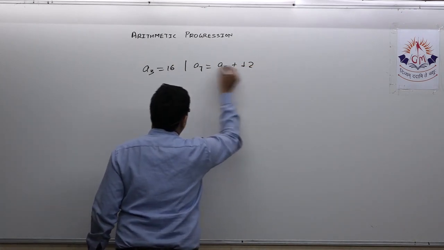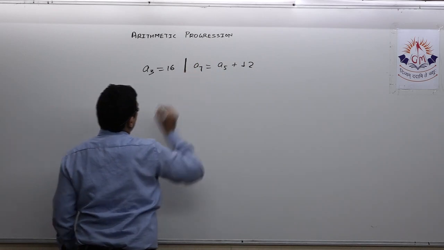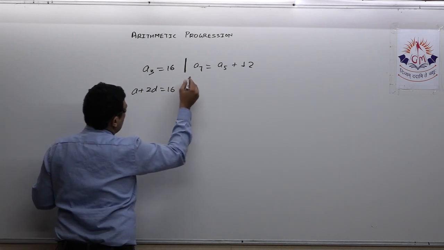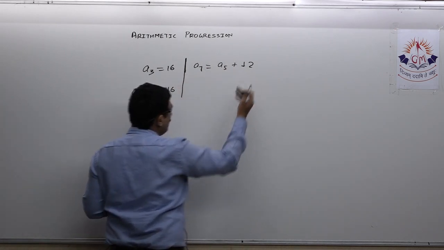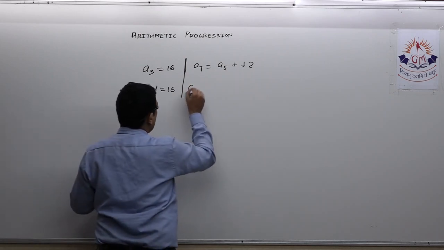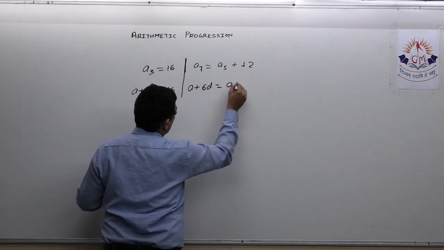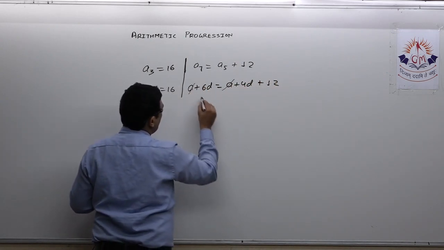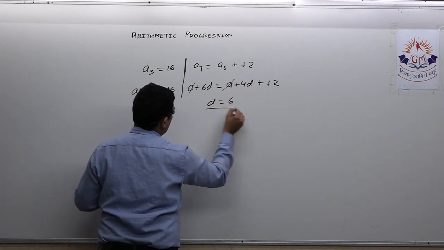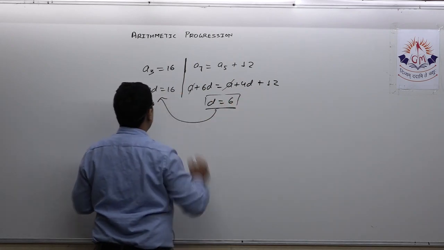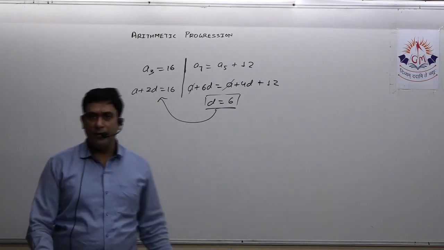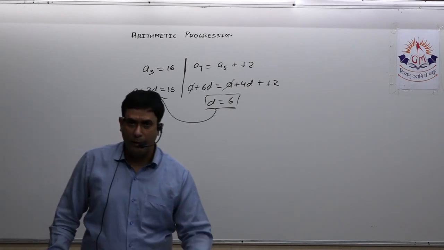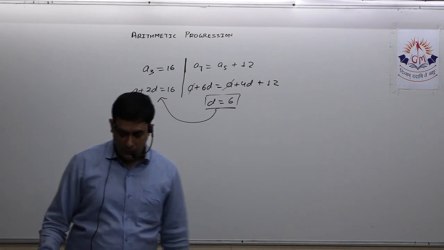This is again almost similar. We have two relations between A and D. Third term is 16, that is A plus 2D equals 16. Seventh term exceeds the fifth term by 12, that means A plus 6D is equal to A plus 4D plus 12. When I solve this, I simply get 2D equal to 12, D equal to 6. By putting the value of D over here, I will get A. After getting A and D, I can find anything: I can find the AP, or any required term like the 17th term, 19th term and whatever.